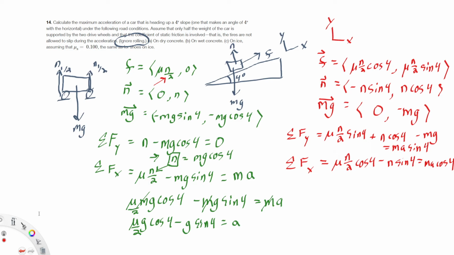It's not impossible, and we'll get the same answer. But we will have sweated and bled more than we had to get there. So if we took the x direction, maybe factored out an n from the two terms on the left here, we could get n times mu cosine 4 over 2 minus sine 4 equals ma cosine 4, and then solve for n.